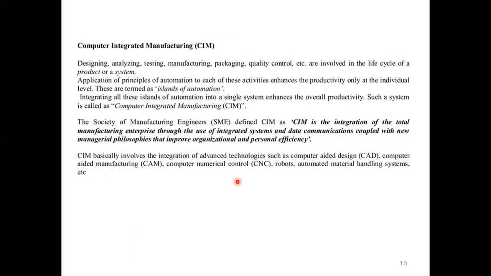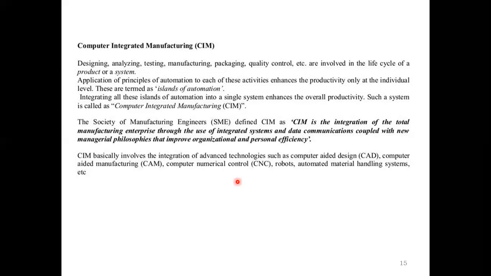So next one, CIM, that is computer integrated manufacturing. Designing, analyzing, testing, manufacturing, packaging, quality control are involved in the life cycle of a product or a system. Application of principles of automation to each of these activities enhances the productivity only at the individual level. These are termed as islands of automation. So integrating all these islands of automation into a single system enhances the overall productivity. Such a system is called computer integrated manufacturing.